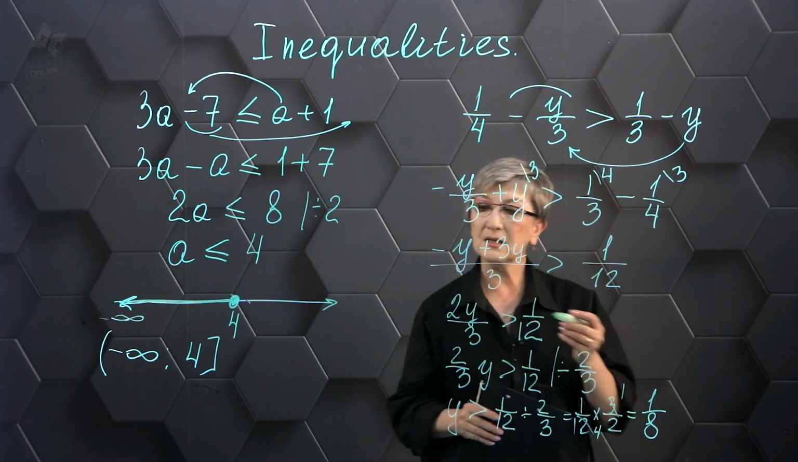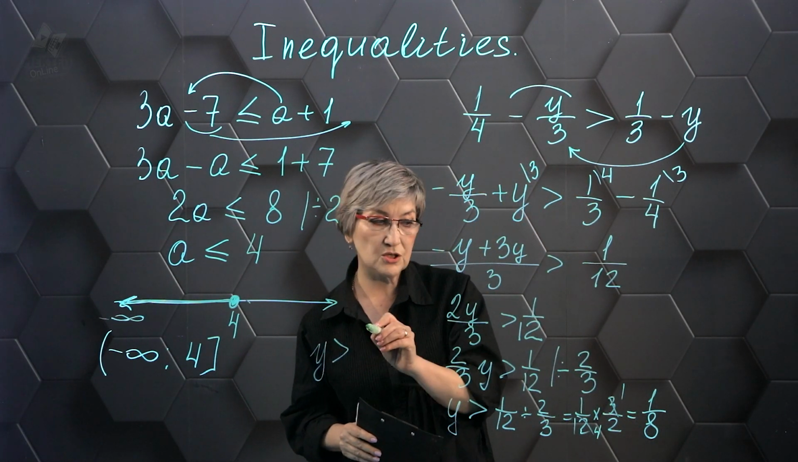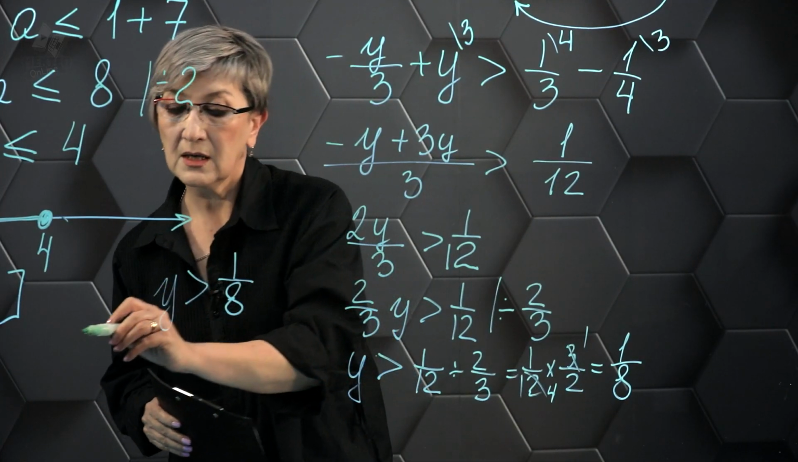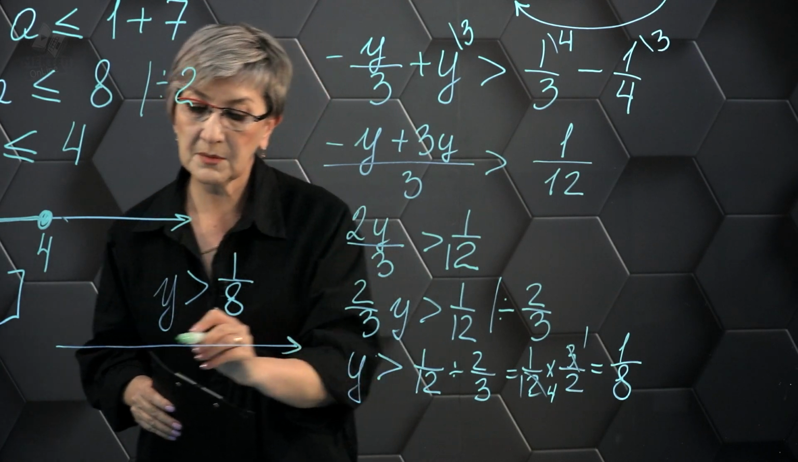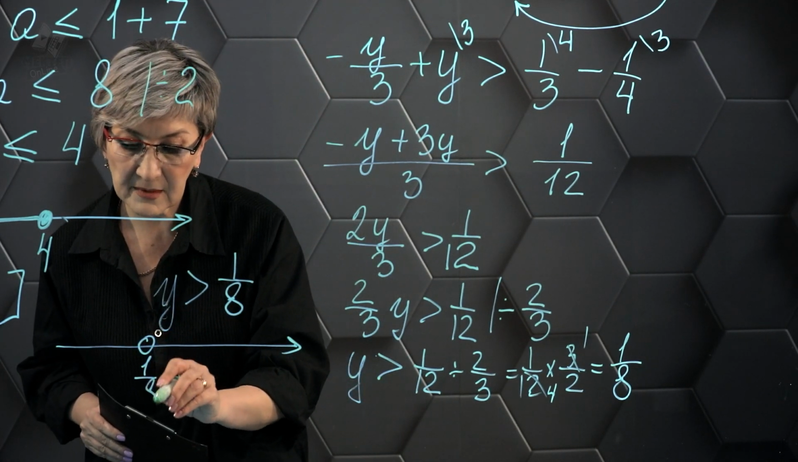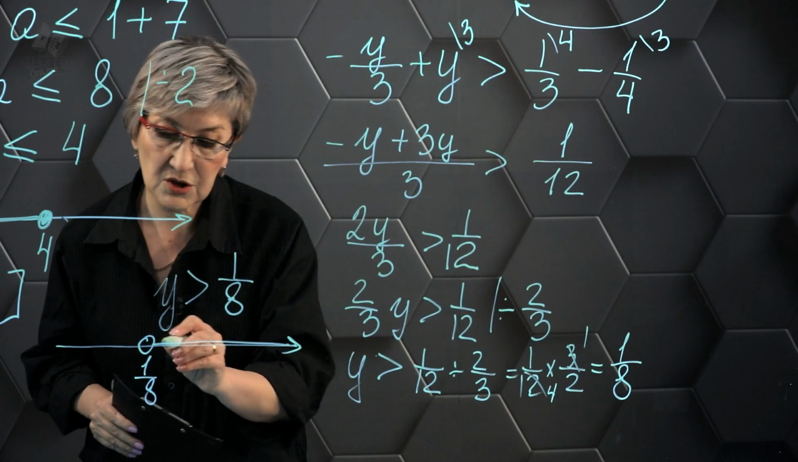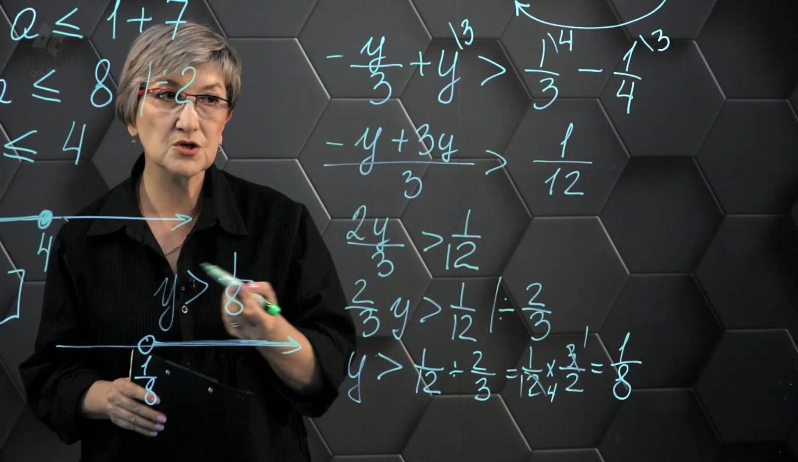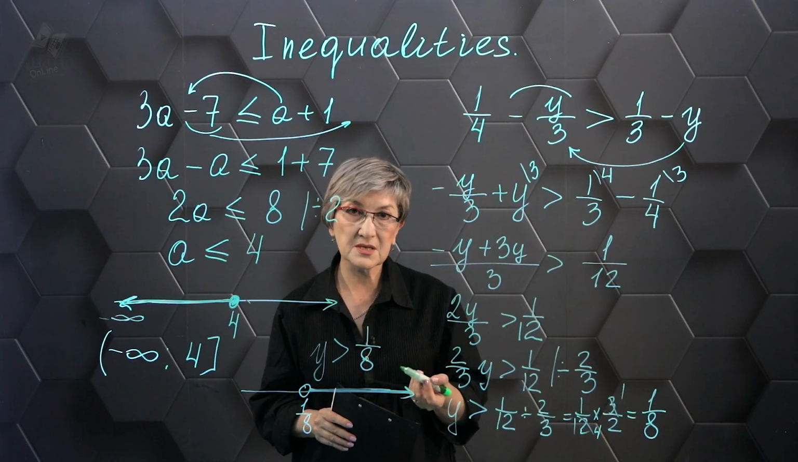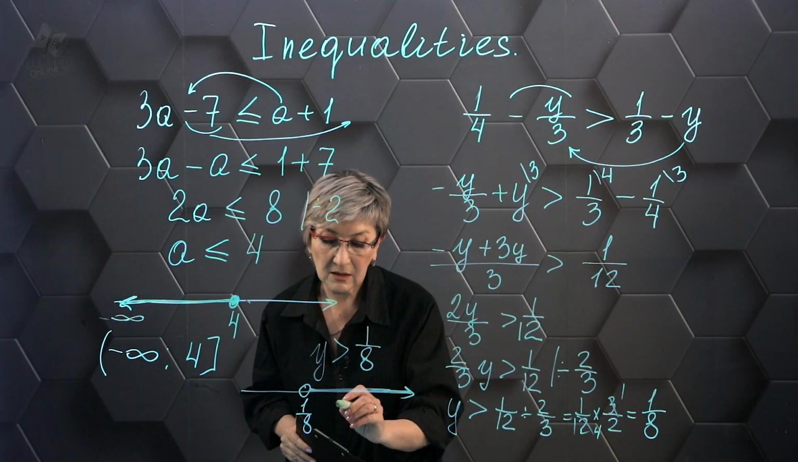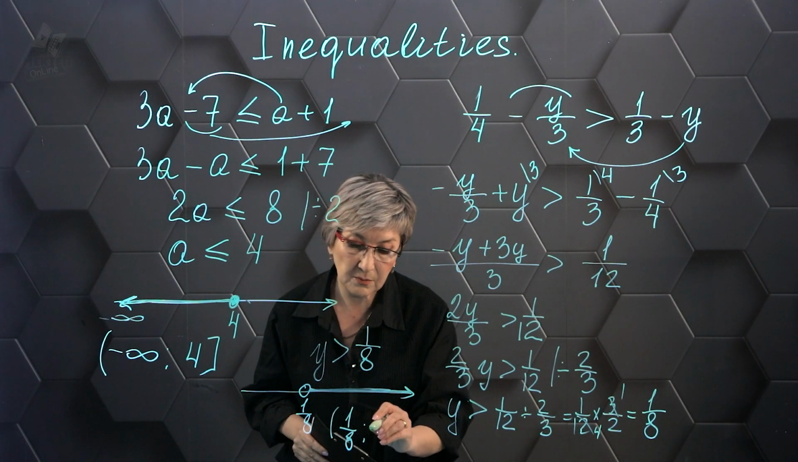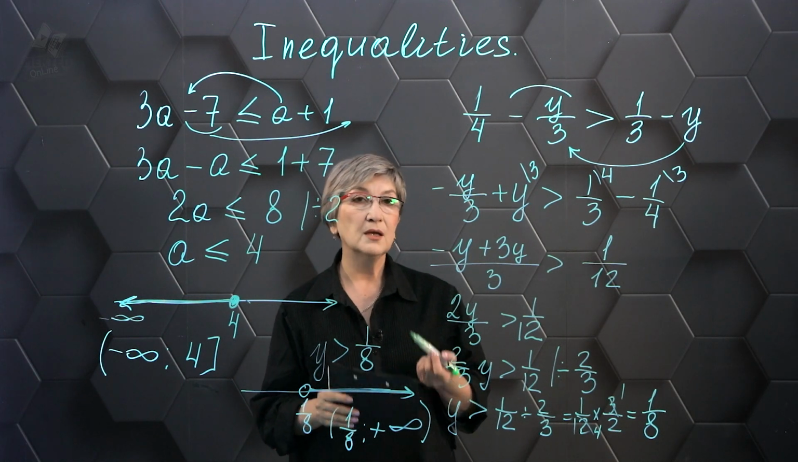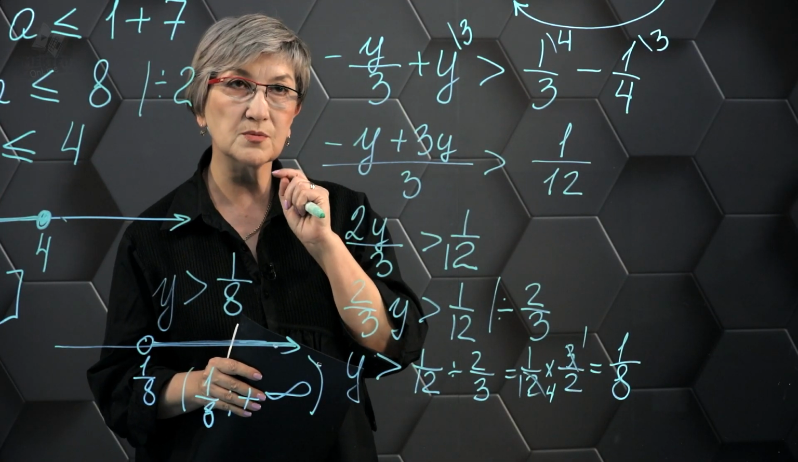Let's write down this answer. y is greater than 1/8. And we have solved this inequality. On the coordinate line, we can mark the number 1/8. The solution is all the numbers that are to the right of the number 1/8. Then we can write that answer as an interval from 1/8 to plus infinity. We have solved this inequality, but there's another way to solve it.